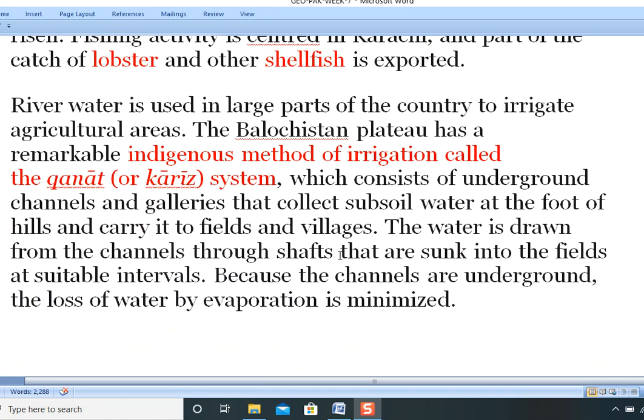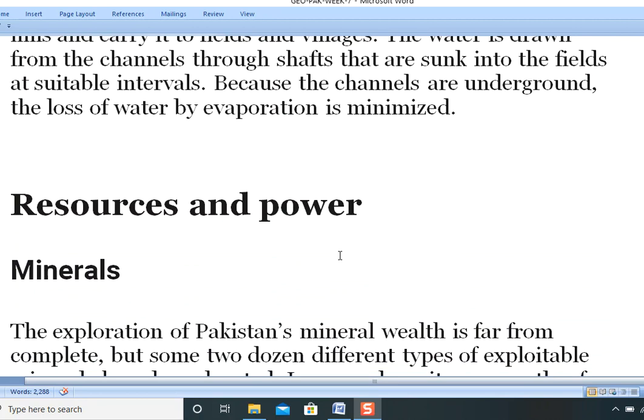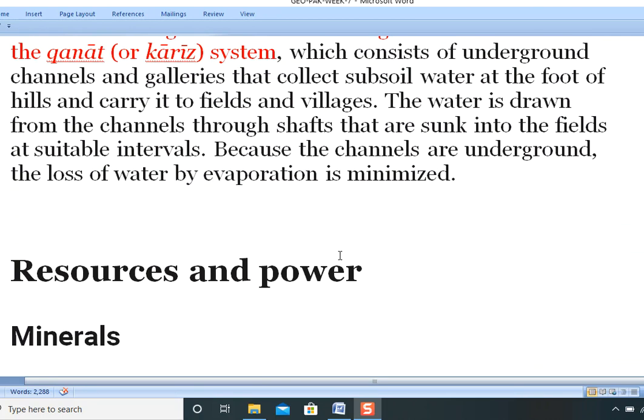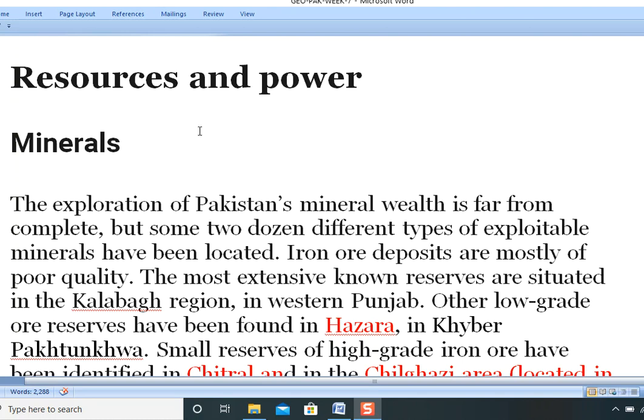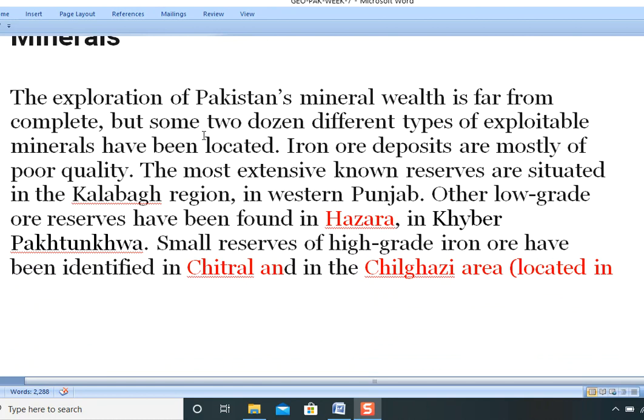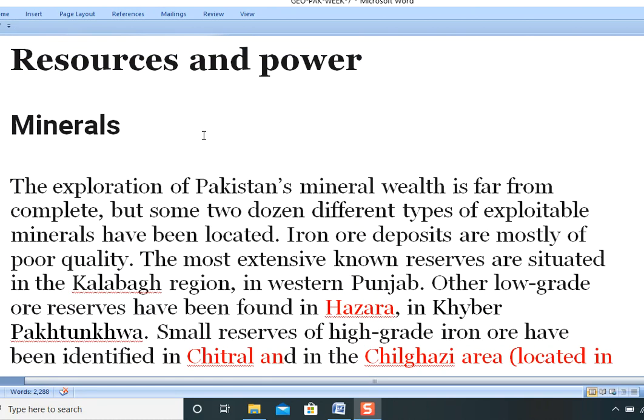Then the irrigation system was made better. For example, in Balochistan, the Kare's system. Kares are small channels constructed with cement, and the water runs under the soil and thus reaches the villages and the farms. This is agriculture, fisheries, and livestock. Another thing is resources and power. Minerals are those important elements from down the earth, like chromite, gold, coal, silver, bronze, oil, gas, and many other things.